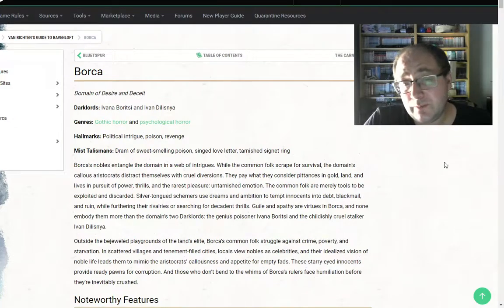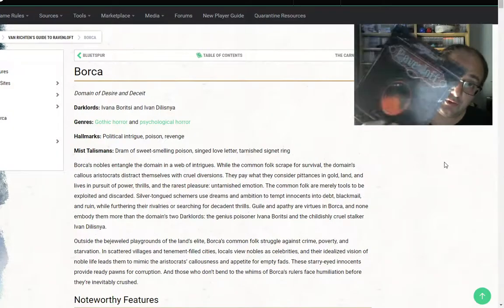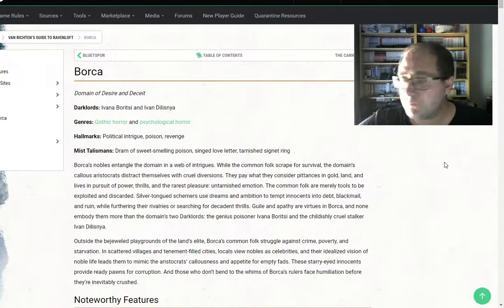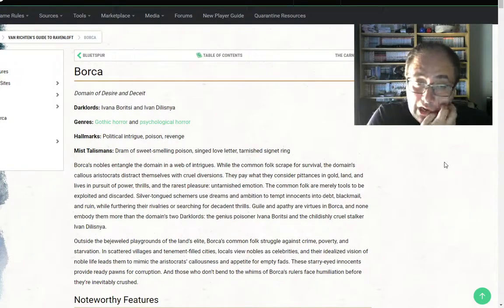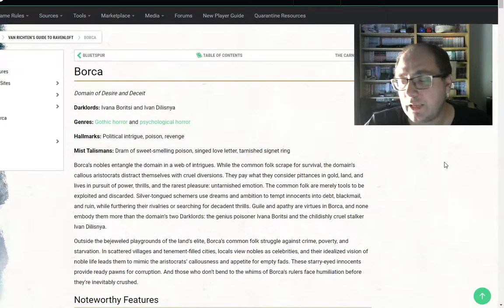Now, in terms of the domains, I find after refreshing my memory and reading through the 3rd edition version of Borca, this domain has not changed very much. Its map has changed, some of its descriptions have changed, but in its most basic things, it hasn't really changed all that much. So what is Borca about? Well, Borca is a very large domain, actually. It's got quite a few towns and villages and different sites, and it's not as tiny as some of the other domains.